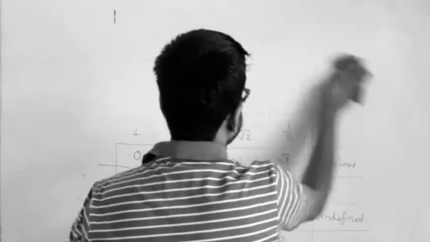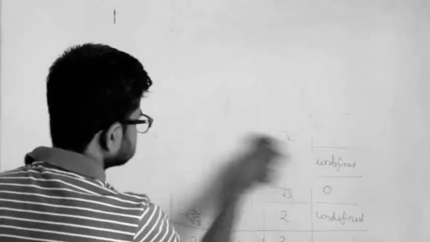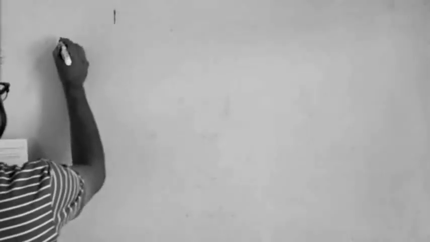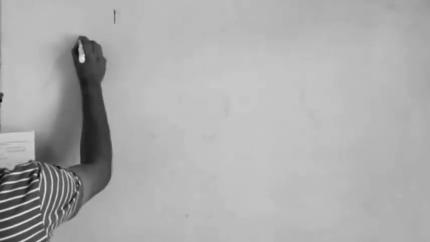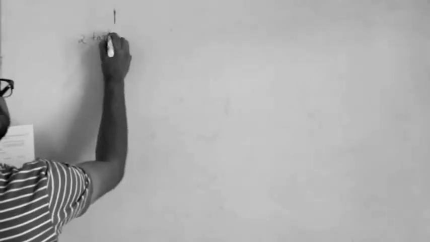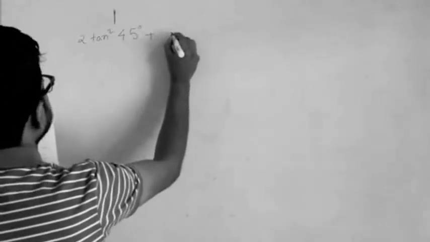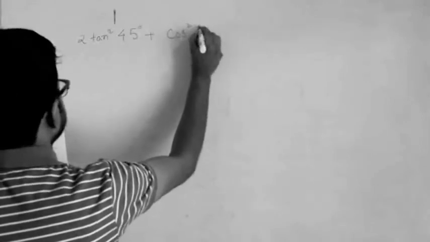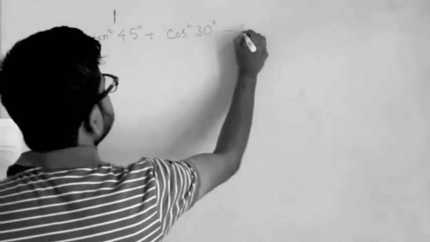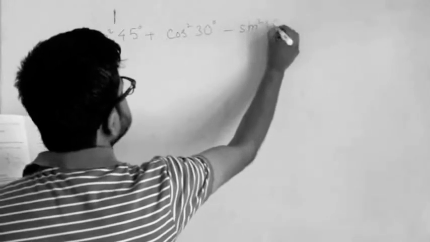Now one of the questions, in your first question you have some angles and simplification, but for that you need the values. So one of the questions is like this, from your exercise 8.2, question number 1, suppose 2 tan square 45 plus cos square 30 degree minus sin square 60 degree.